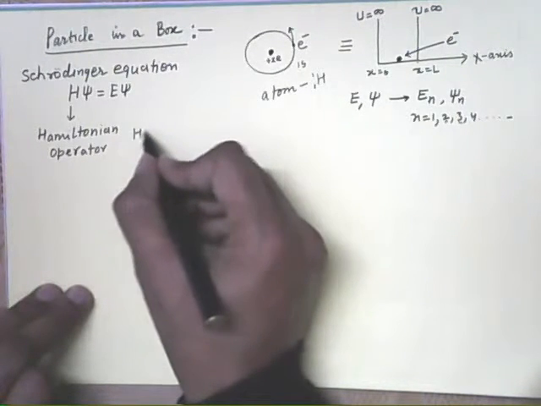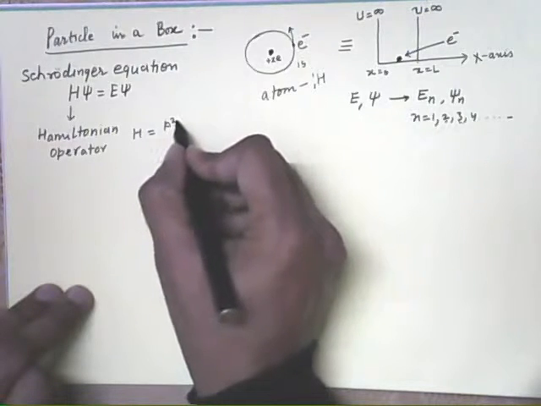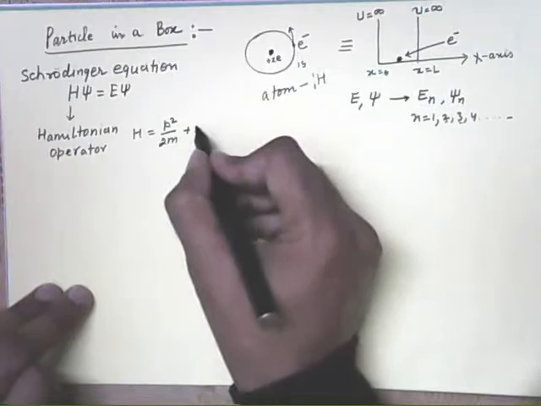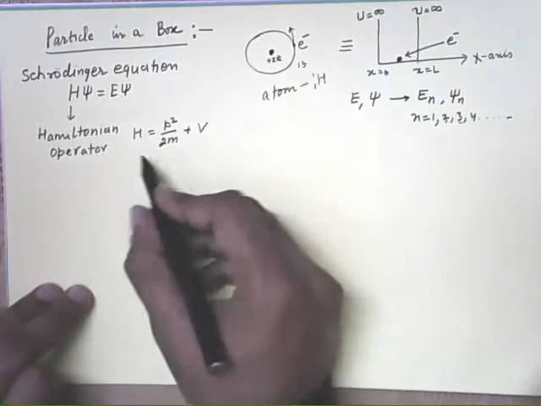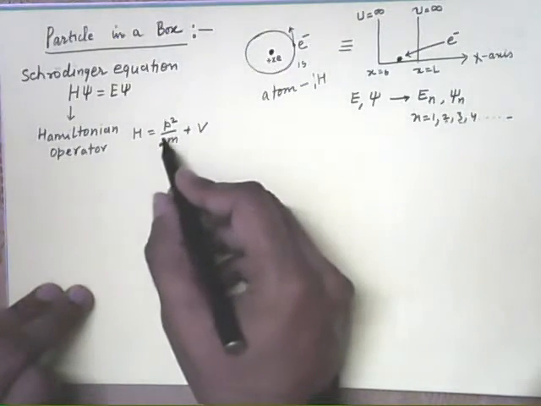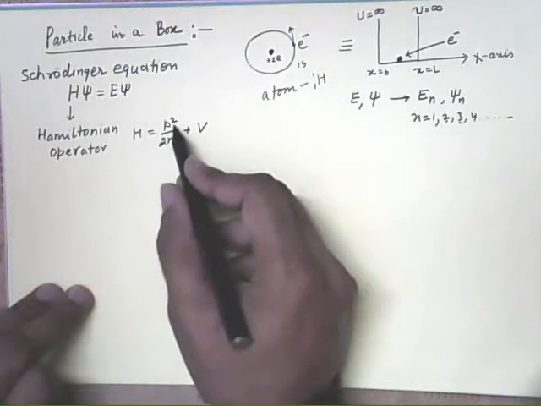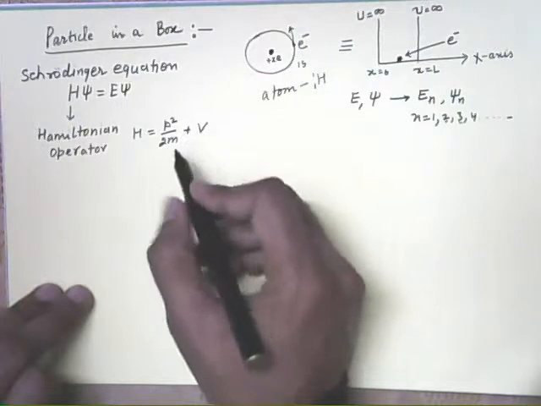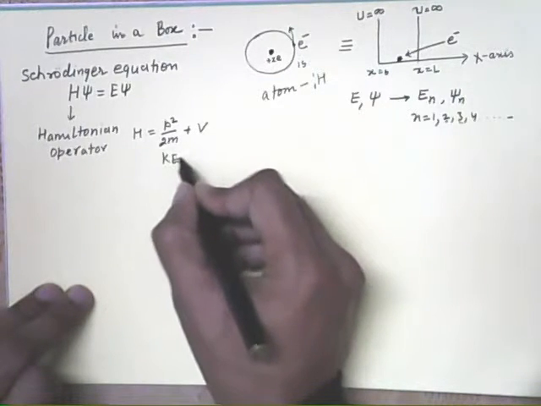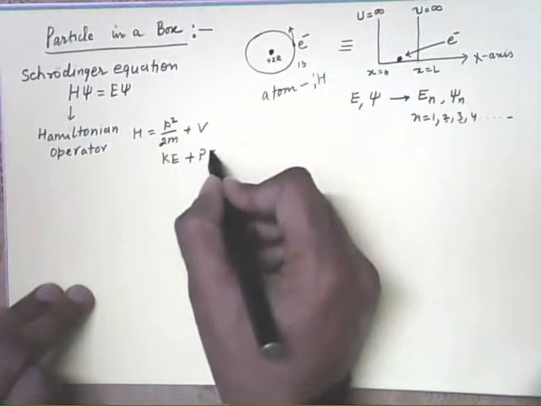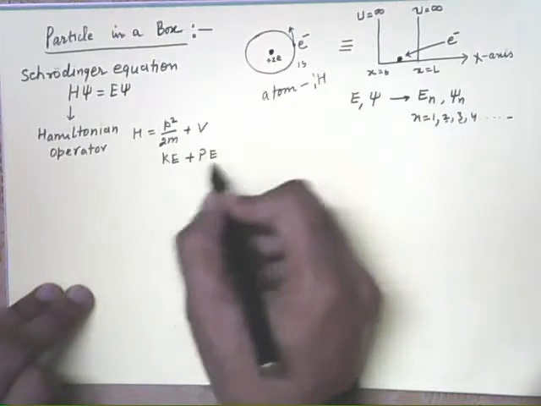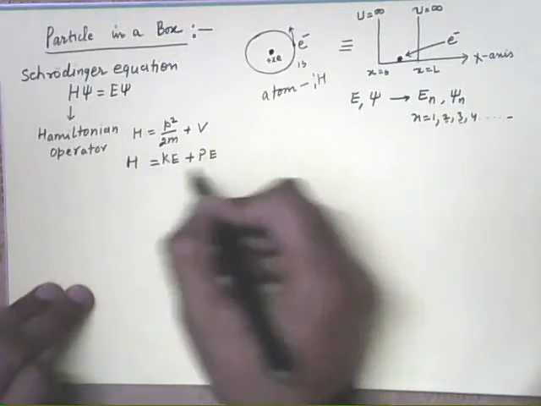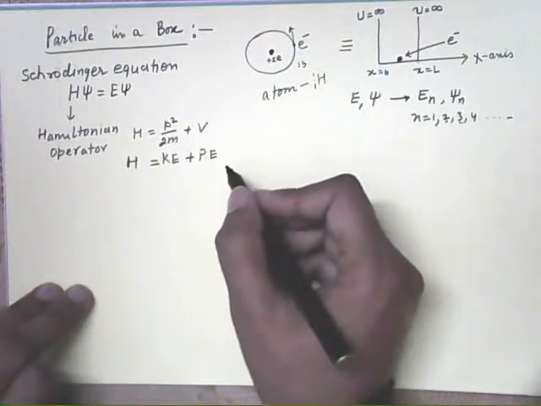H is equal to P square upon 2m plus potential energy. So H is basically the total energy, P square upon 2m is the kinetic energy, plus potential energy. The sum of these two energies is the Hamiltonian, which corresponds to the total energy.